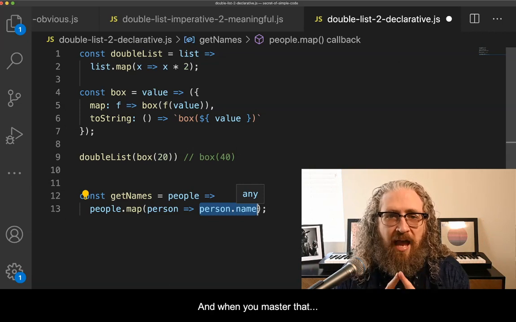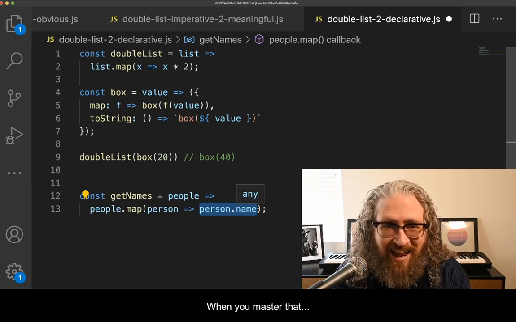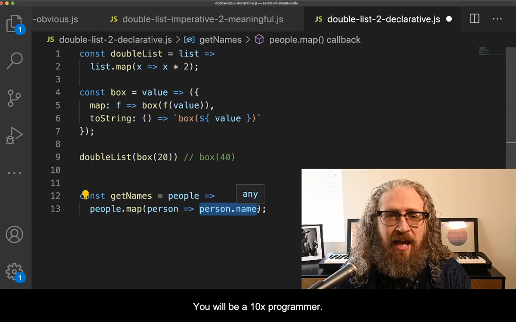And when you master that, you will be a 10x programmer.